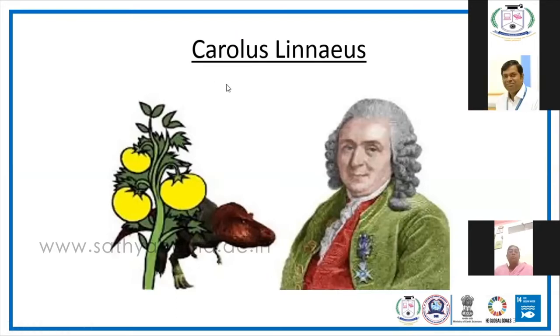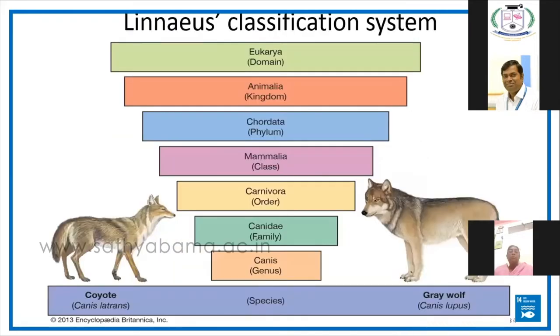Carl Linnaeus is a scientist from Sweden, and he was a botanist, zoologist, and physician. He developed a strategy called the Linnaeus classification system. He developed the levels of domain, kingdom, phylum, class, order, family, genus, and species. You can see the images here.